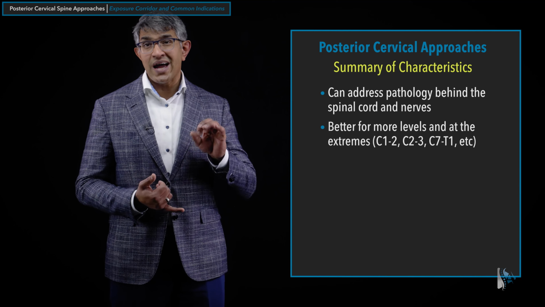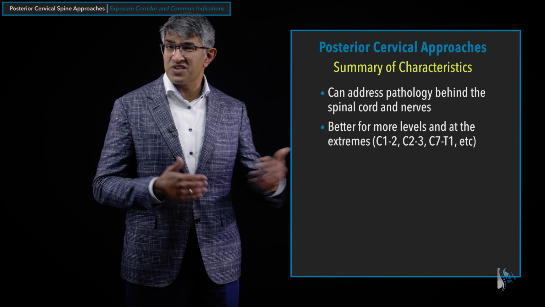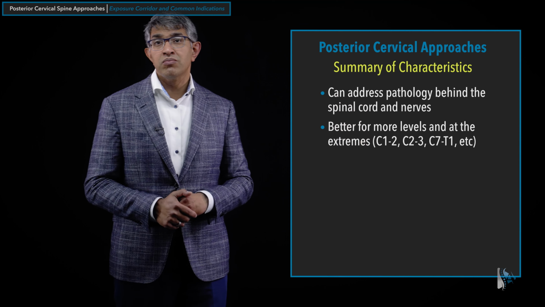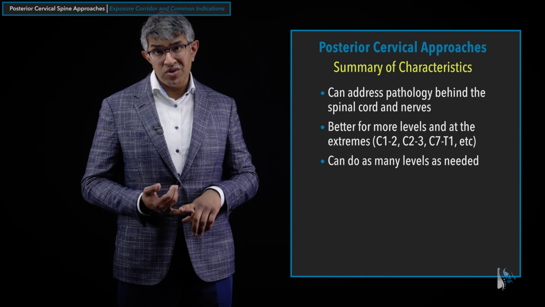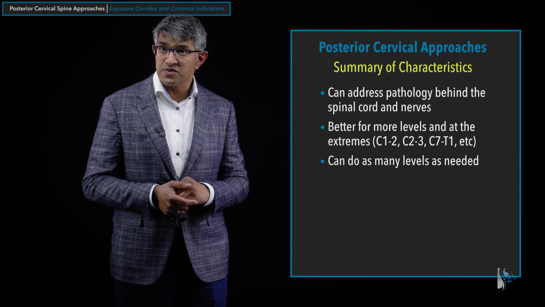These are procedures that are excellent for many levels. They're good because you can expose all the way from the top of the spine to the bottom of the spine. You can do as many levels as you want without much incremental consequence. Doing 4 levels versus 6 levels versus 8 levels is not necessarily linearly proportionally more difficult. You can do as many levels as you need, and you can get to extreme levels. So you can get to the upper cervical spine, or down to the cervical thoracic junction, or other places that might not even be accessible from other approaches.